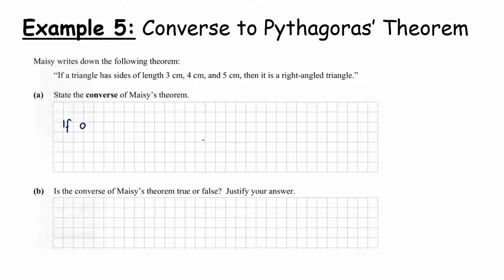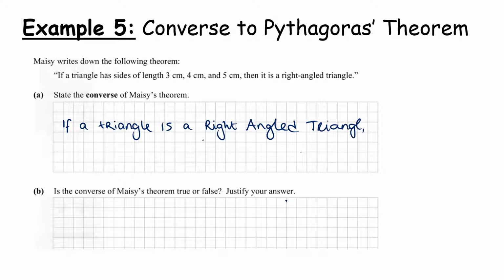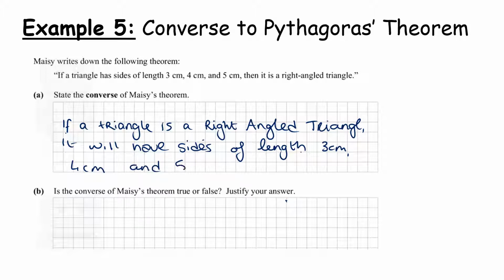if a triangle, and your wording is not 100%, it doesn't have to be exactly like I would write it, as long as you're saying the same thing. So if a triangle is a right angle triangle, it will have sides of length 3 centimeters, 4 centimeters, and 5 centimeters.